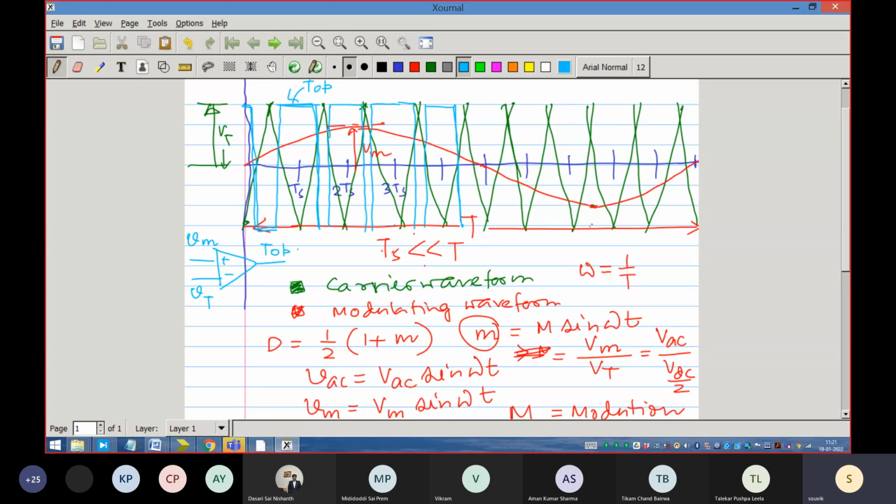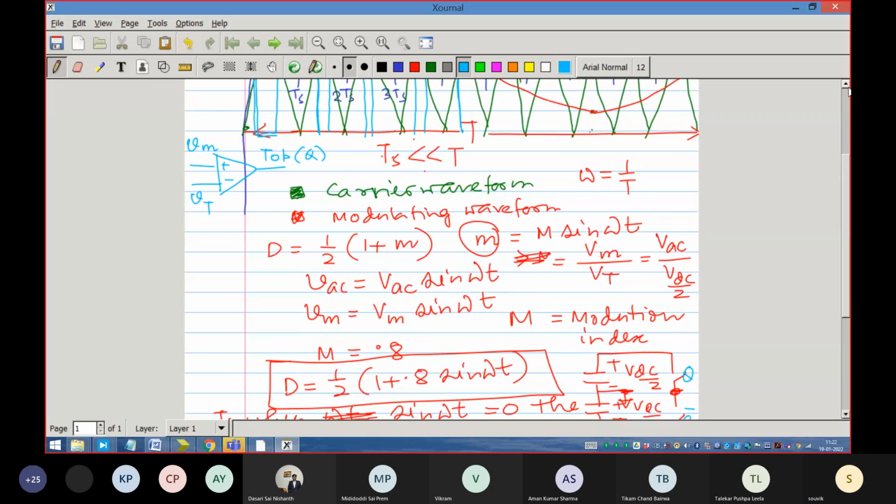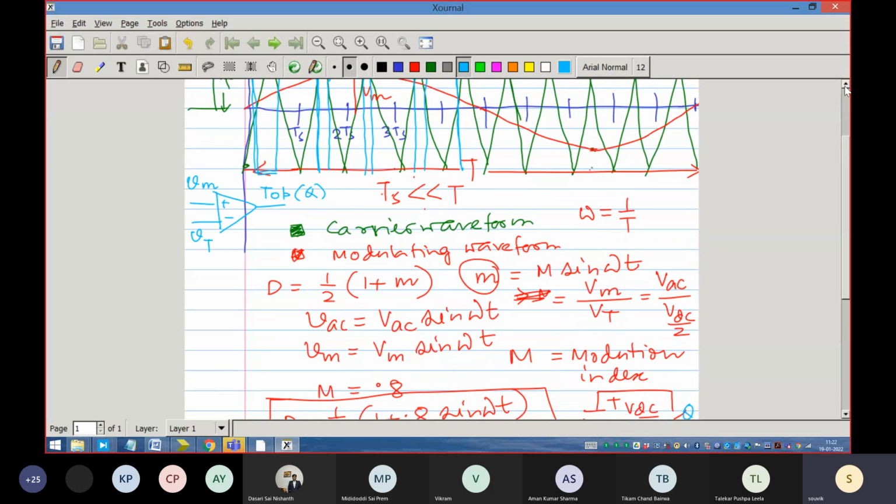I may call it Q. The bottom pulse I may call Q bar. If I want to relate it, I am talking about this: this pulse is called Q and this pulse is called Q bar. So this is how I have generated it.